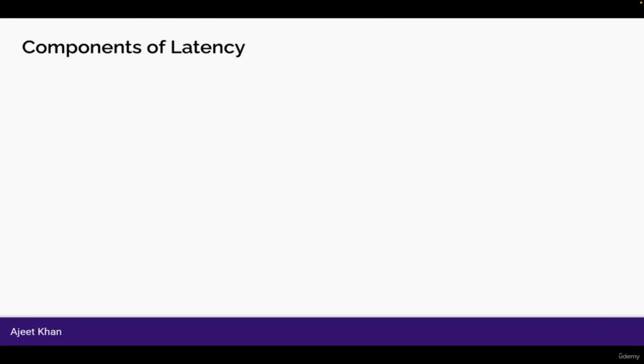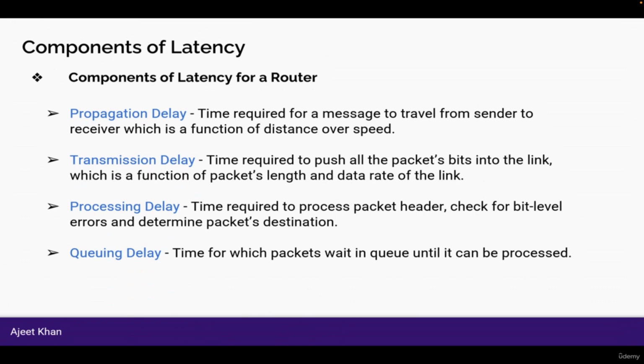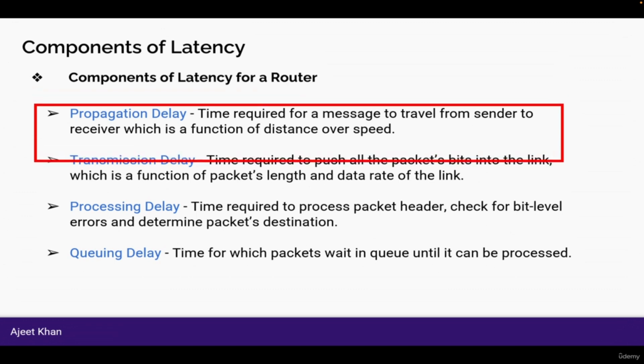In this video we are going to learn about components of latency. There can be components of latency at different levels, and at router level there can be many components that play a significant role in latency. Some of them are propagation delay. Propagation delay is the time required for a message to travel from sender to receiver, which is a function of distance over speed. Next is transmission delay.